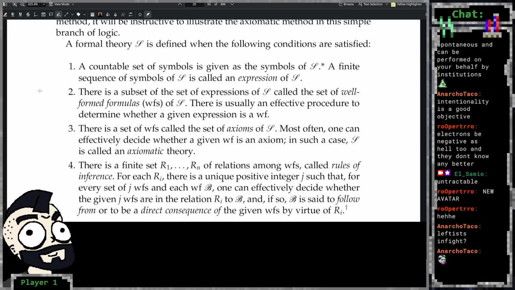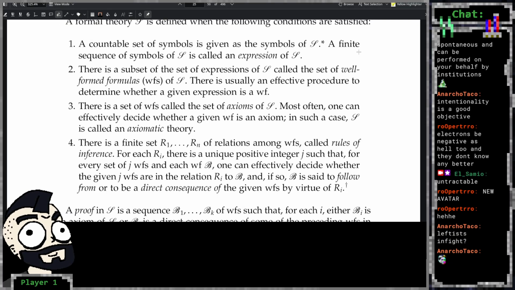So let's just take this as granted. A formal theory, is it a T or an F? I prefer, I don't know, well, it doesn't matter. The whole thing is a meta variable. Any formal theory, whatever, is defined when the following conditions are satisfied. A countable set of symbols, not symptoms, is given as the symbols of the system.